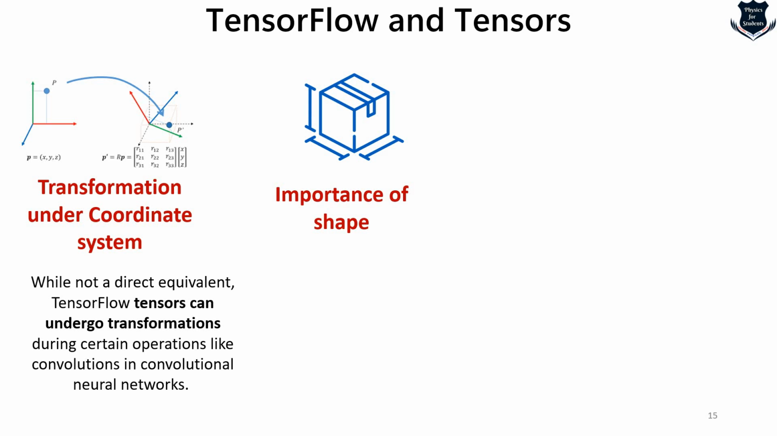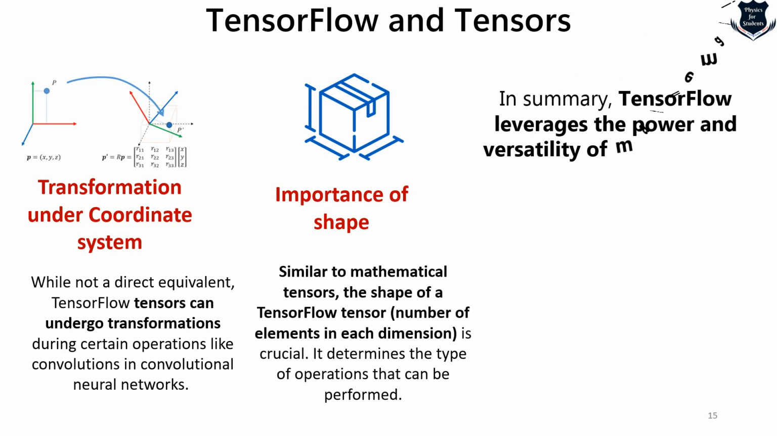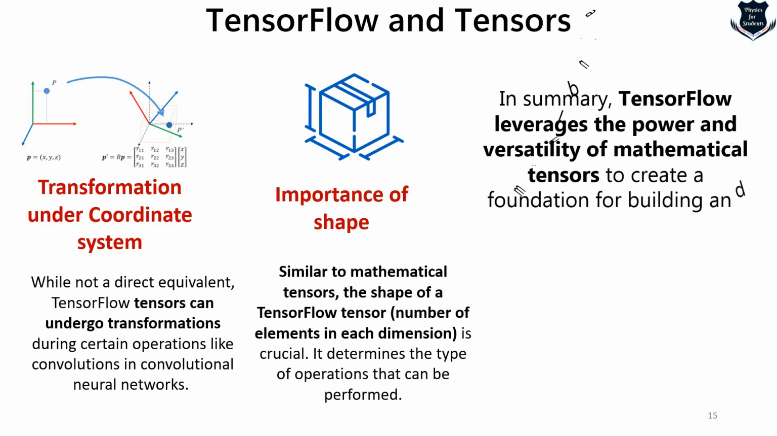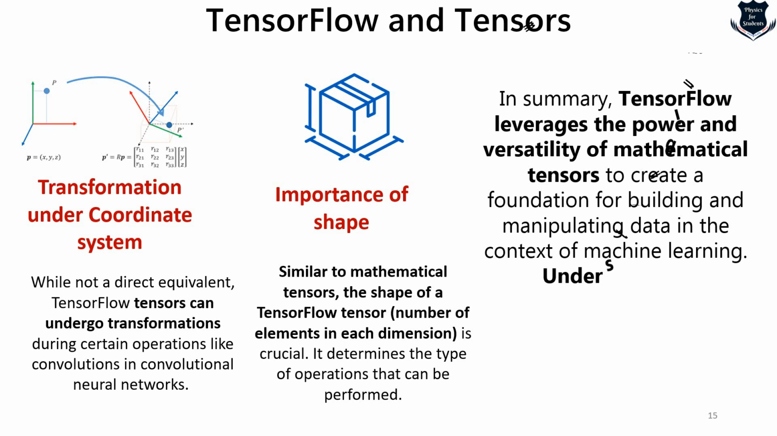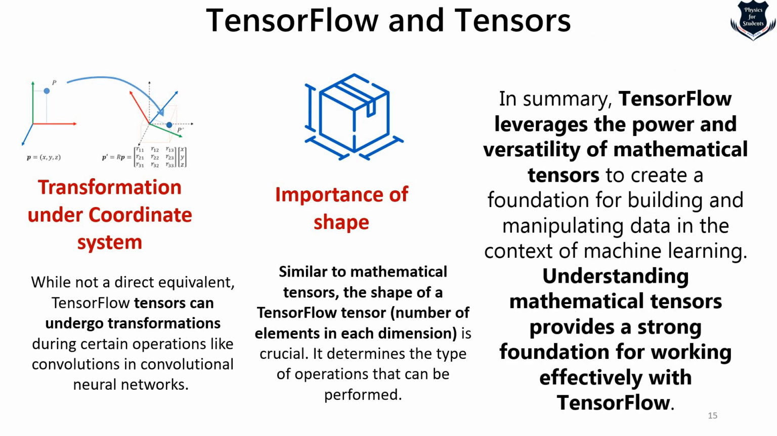Now, it also gives importance to shape, because similar to mathematical tensors, the shape of a TensorFlow tensor, that means the number of elements in each dimension, is crucial. So it determines the type of operation that can be performed and how the tensor interacts with other tensors within a machine learning model. So finally, we can summarize that TensorFlow leverages the power and versatility of mathematical tensors, which creates a foundation for building and manipulating data in the context of machine learning.